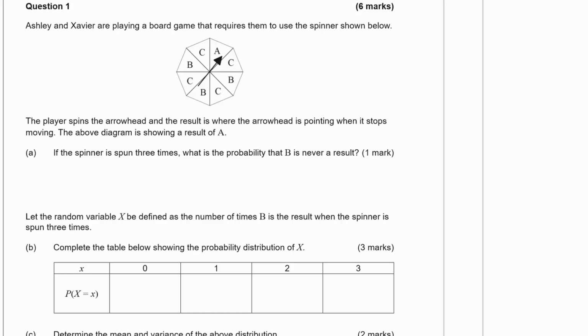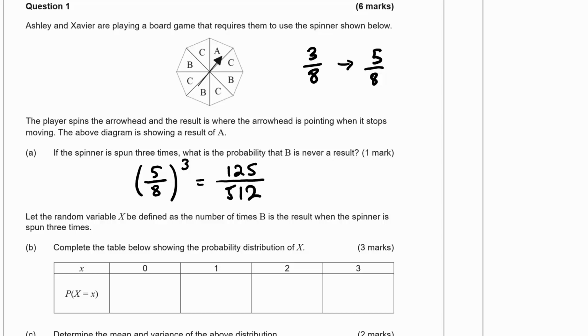So we can see there's 8 sections and there's 3 Bs. So the probability of getting a B is 3/8, which means the probability of not getting a B would be 5/8. So that is just going to be 5/8, so not getting a B, 3 times, which is 125 over 8 cubed, which is 512. You may have had to spend a little time working that out.